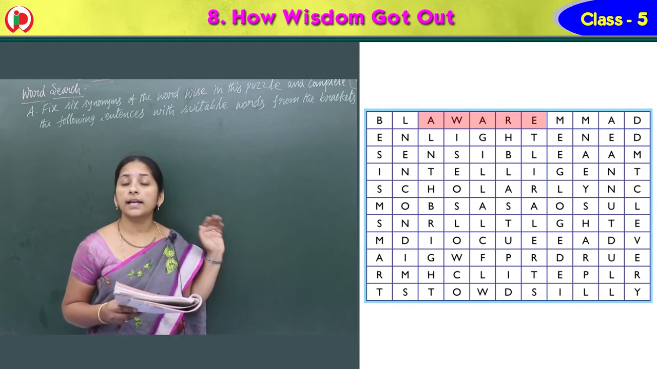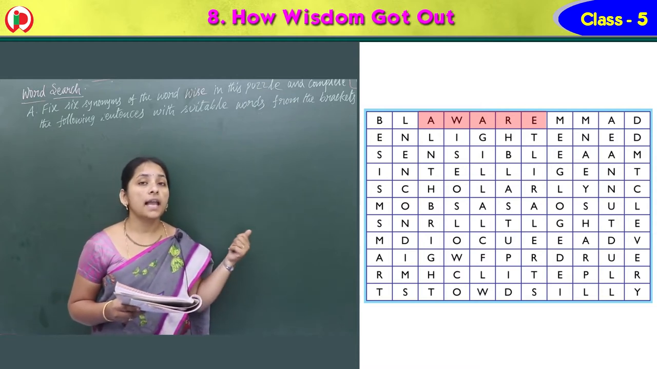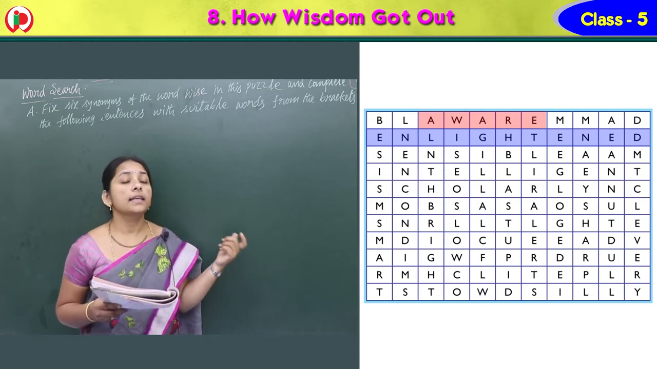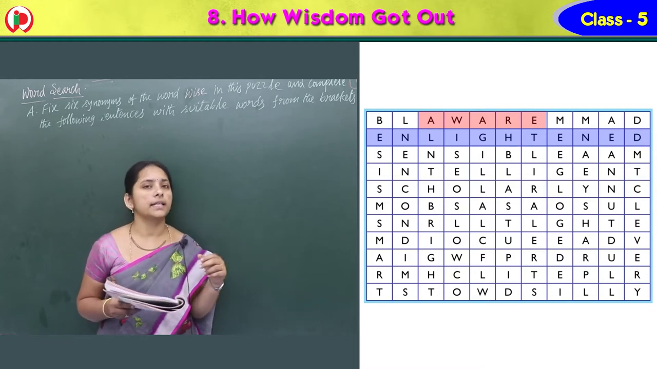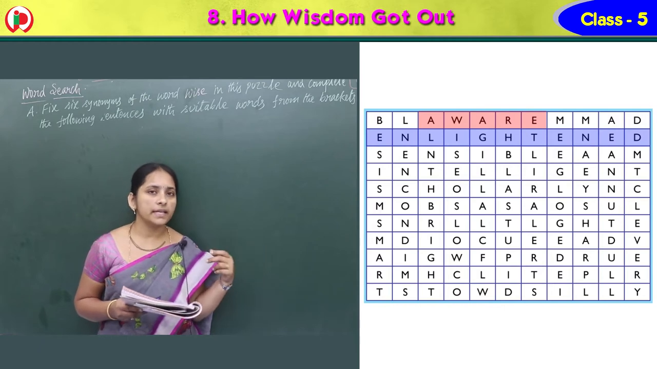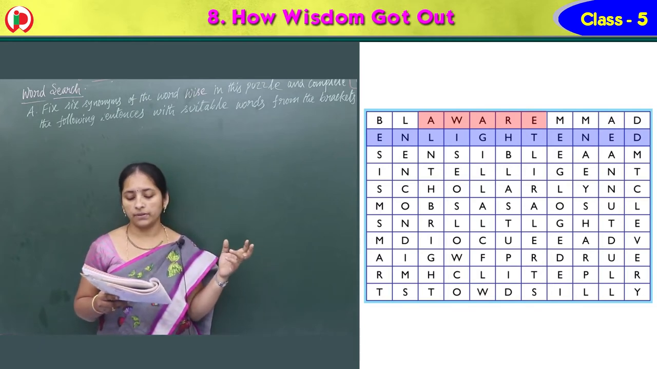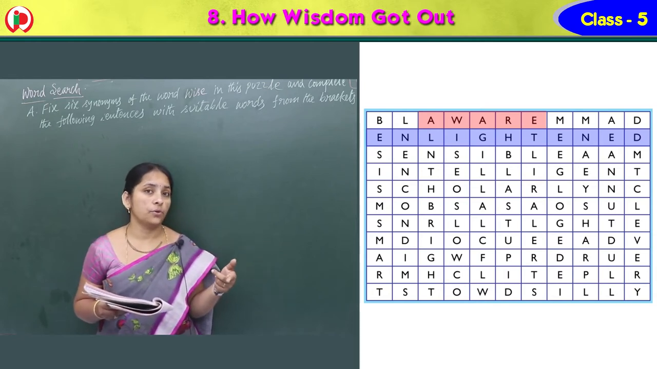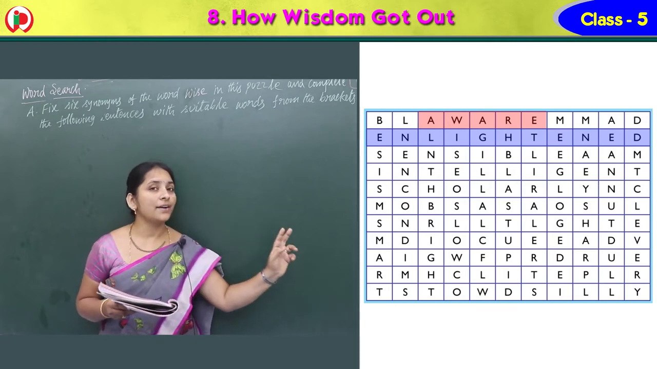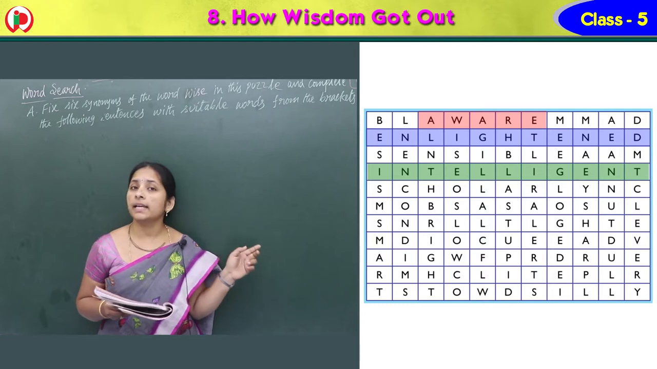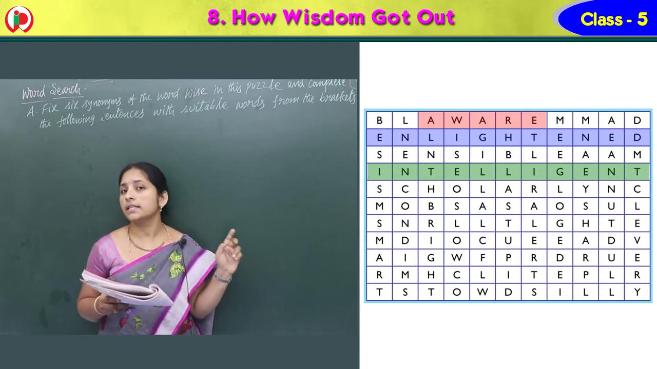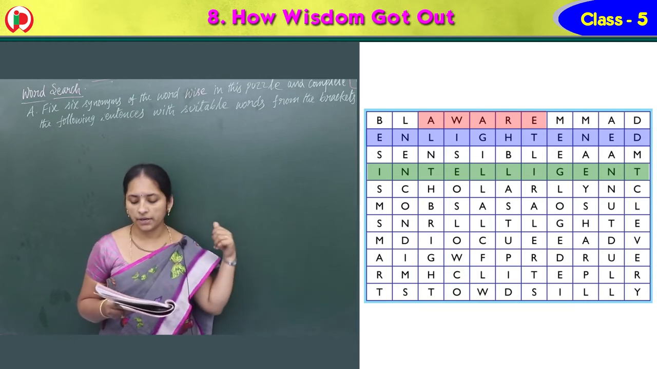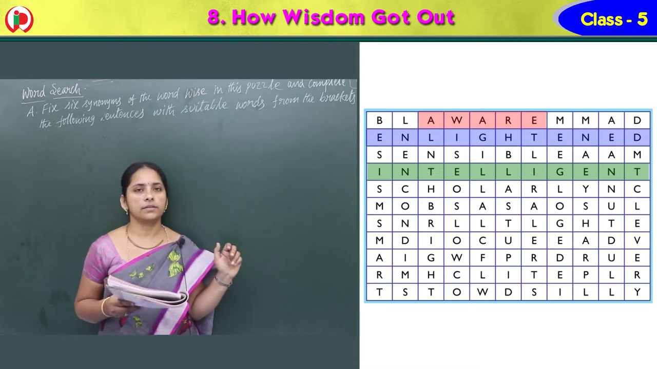And see the second line, if you see one word you are getting. What is that? Enlightened. E-N-L-I-G-H-T-E-N-E-D. Enlightened. So that is also one of the meanings of wise. And see the next one. Third line you have sensible, but is it the meaning of wise? No, that's why we cannot take that one. But fourth line you have, yes, intelligent. I-N-T-E-L-L-I-G-E-N-T, intelligent. That is also one of the meanings of wise, right?